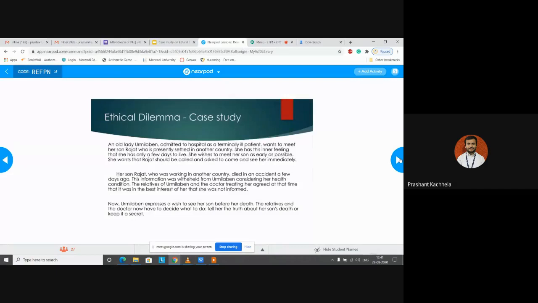Those who are unable to join, don't worry. You can see the whole screen. The case is also visible here. The only thing you will miss is that you will not be able to participate in the polling. And that's it.